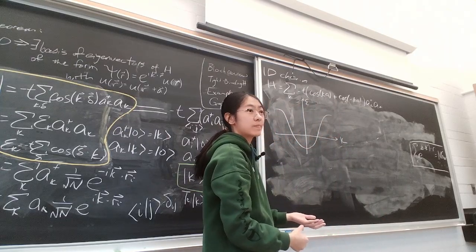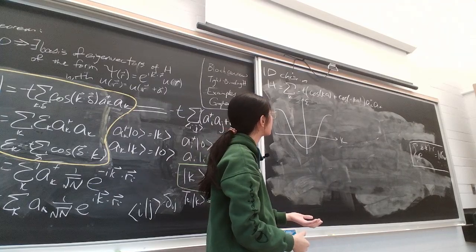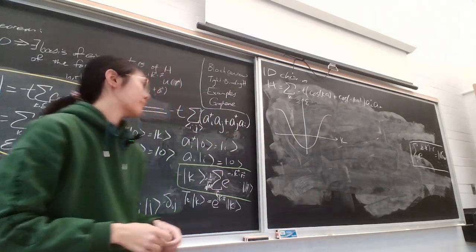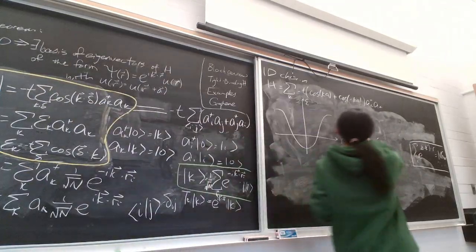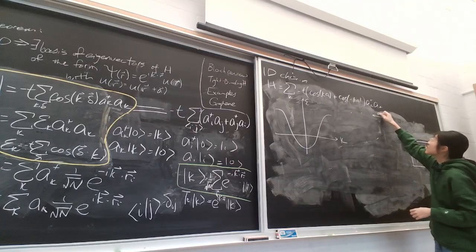Wait, should it be Ka instead of K? Well, some scaling factor. A is a fixed number. Right. But what was A physically? A physically is the separation between the sites of your 1D chain lattice. Yes, like this distance is A.